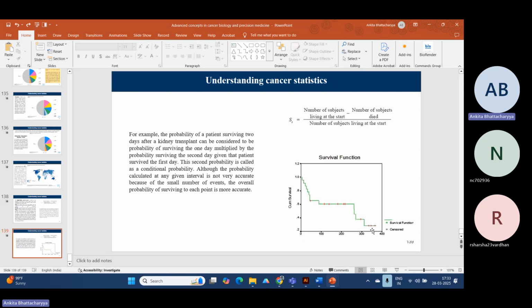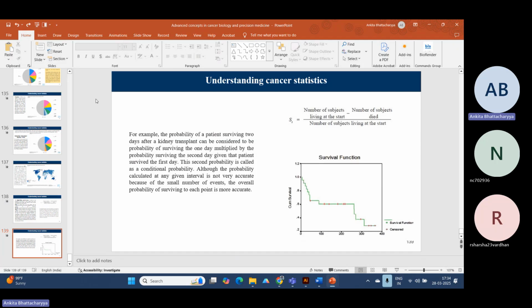And the red shows people who have discontinued, the censored individuals, and that is used for your calculation. Here, the example given is for the probability of a patient surviving 2 days after a kidney transplant. It is the probability of surviving day 1, multiplied by the probability of surviving the second day, given that the patient survived the first day. This is called conditional probability. Because of the small number of events being integrated, the overall probability of surviving to each point becomes more accurate.